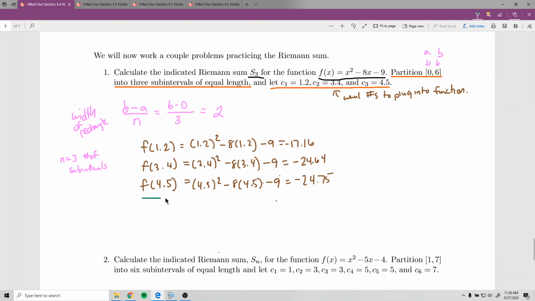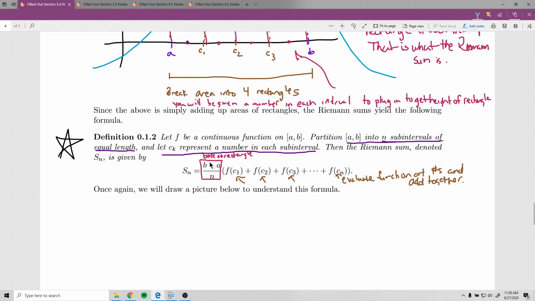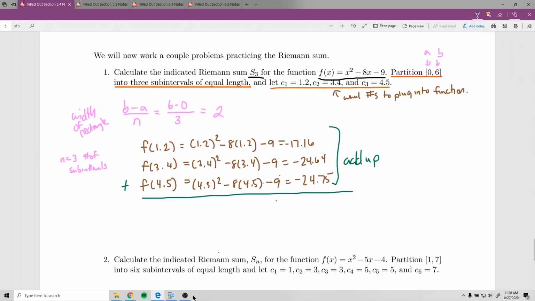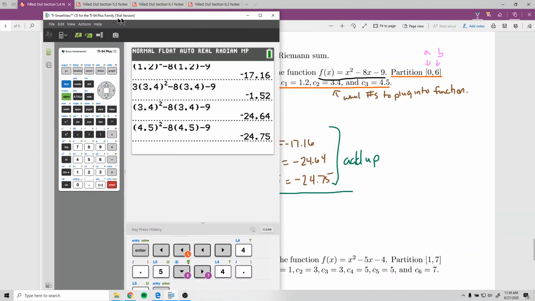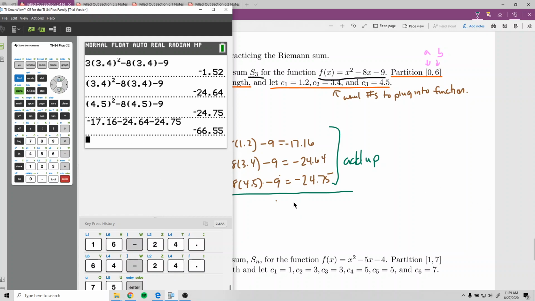Right, so we evaluate the function at all of these values and add them up. What we're figuring out now, we have this part, which is 2. Now we're adding all the function values up. So let's go ahead and do that. Negative 17.16 minus 24.64 plus another negative 24.75. We get negative 66.55.